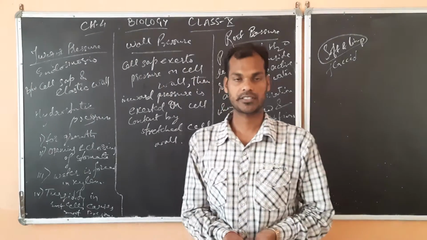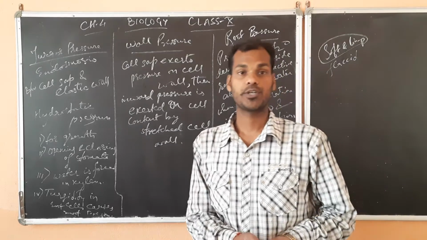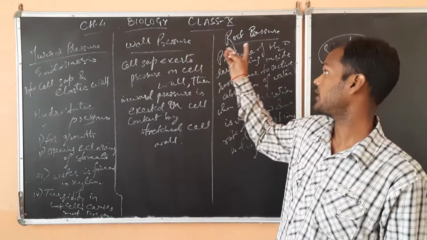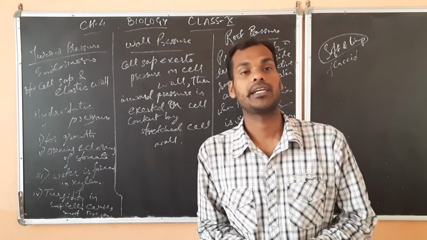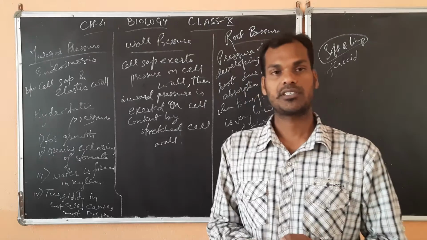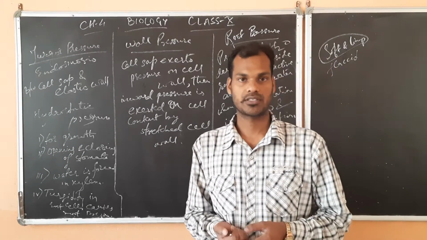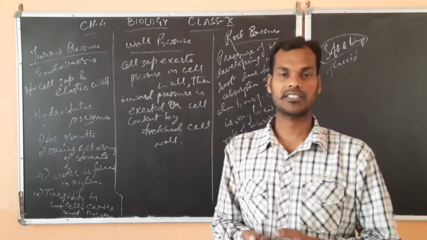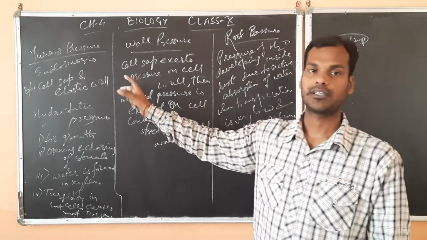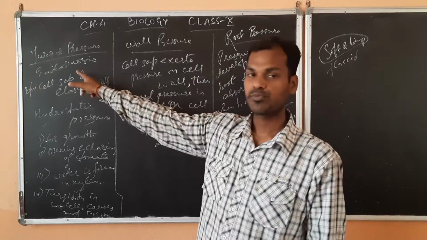Good morning, dear students. Today I am going to start a new topic, that is turgor pressure, wall pressure and root pressure. Already I have told you about turgor pressure. It is a type of pressure which develops due to endosmosis. When endosmosis takes place, the cell absorbs water and it becomes rigid.